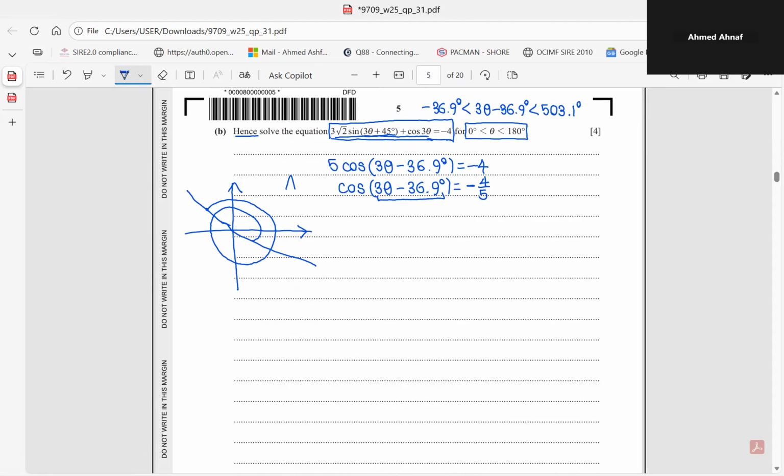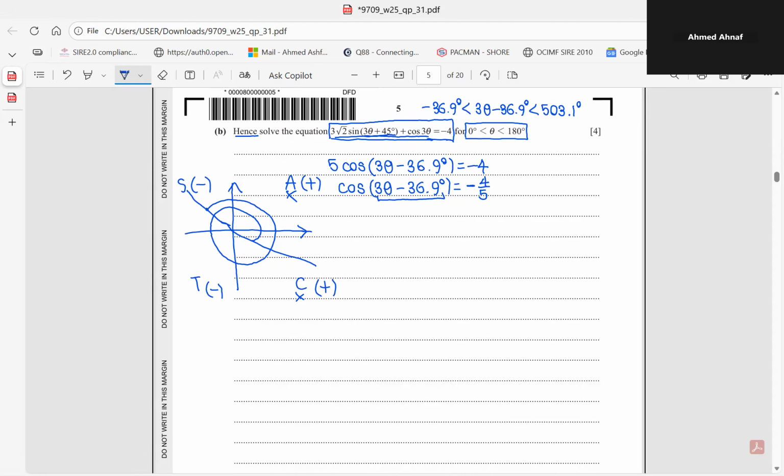Yeah, so A, S, T, C, let's label them and state which ones are negative for cosine and positive for cosine. So this is obviously positive for all. This is negative for cosine. This is negative for cosine, and this is positive for cosine. So since our cosine is negative, we're going to ignore these 2 quadrants, A and C, and we're just going to focus on the second and third quadrant.